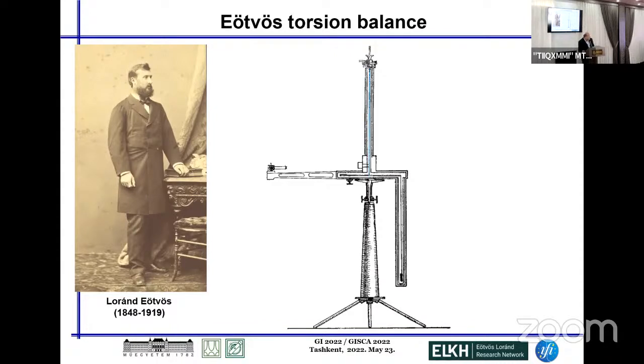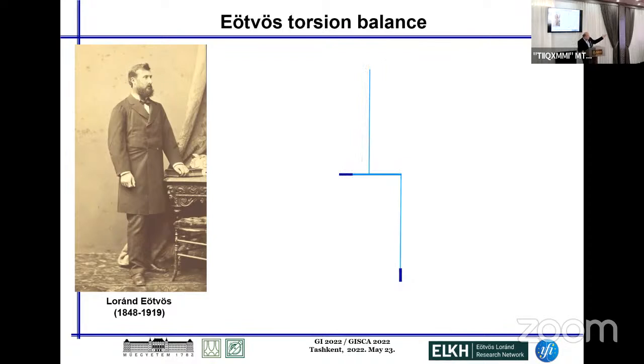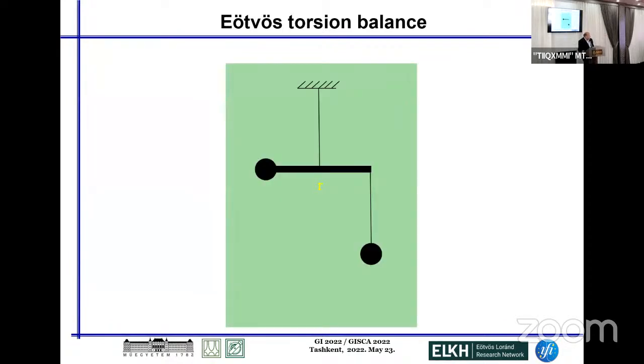And as you can see, inside the instrument, there's a wire. And on this wire, a rod is hanging, and at the end of the rod, there are two test masses. So in this construction, the key points are the test masses.